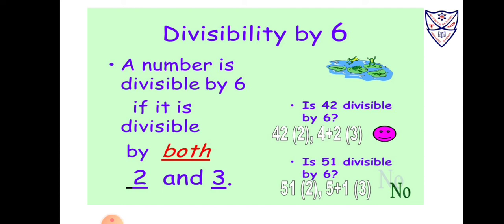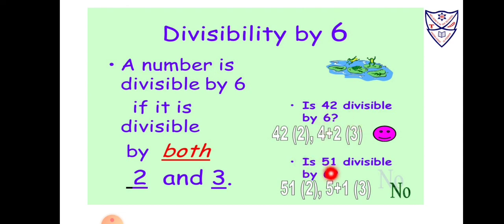For example, if we take 42. Is 42 divisible by 6? Let's see. Is 42 divisible by 2? Yes, because the last digit is an even number. Is 42 divisible by 3? Yes, because 4 plus 2 is 6, which is a multiple of 3. So, it is divisible by 2 and 3 both. Hence, 42 is divisible by 6.